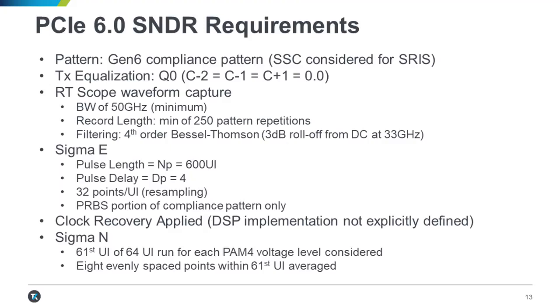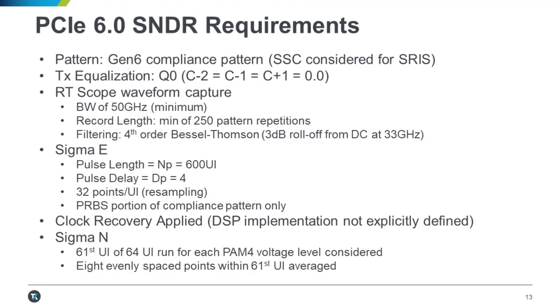For the real-time scope capture, we're using a scope bandwidth of 50 gigahertz, record length of a minimum of 250 repeats of the pattern, and filtering with a 4th order BT filter with 3 dB roll-off from DC at 33 gigahertz. All right, so this is following some filtering methodologies that we saw in IEEE, but setting the 3 dB point appropriately for this technology.